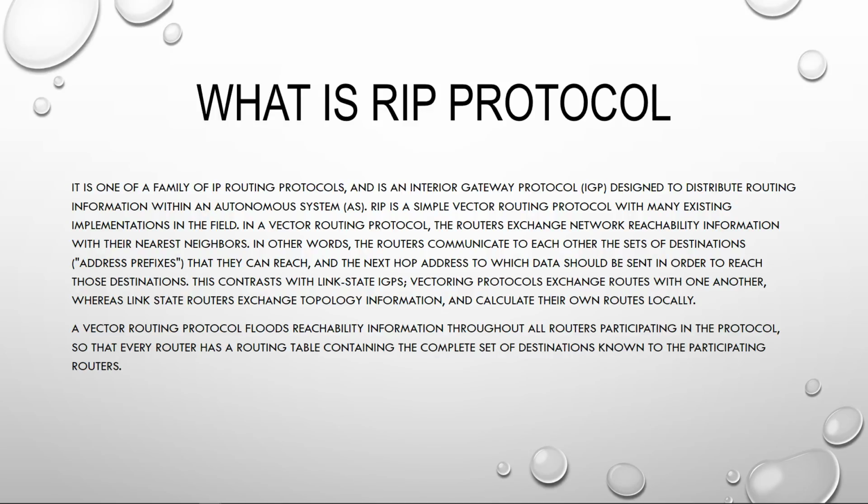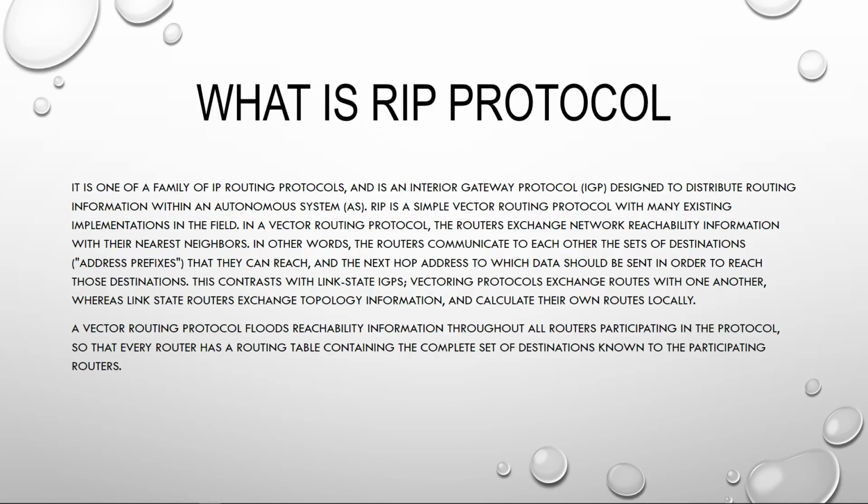RIP is a simple vector routing protocol with many existing implementations in the field. In a vector routing protocol, the routers exchange network reachability information with their nearest neighbors. In other words, the routers communicate to each other the sets of destination address prefixes, which are commonly called, that they can reach, and the next hop address to which data should be sent in order to reach those destinations. This contrasts with link state IGPs.